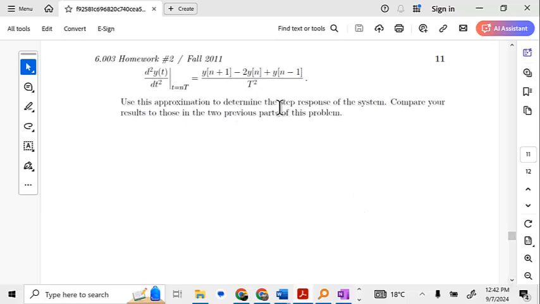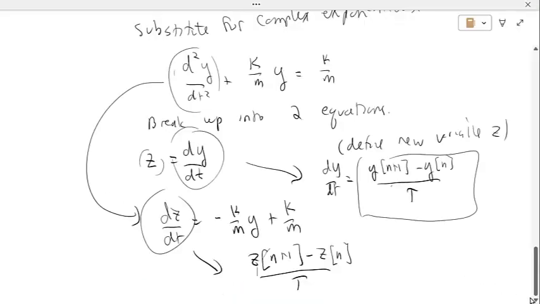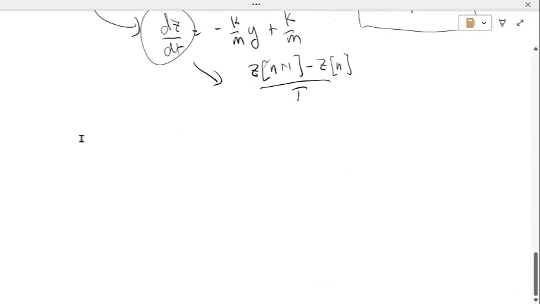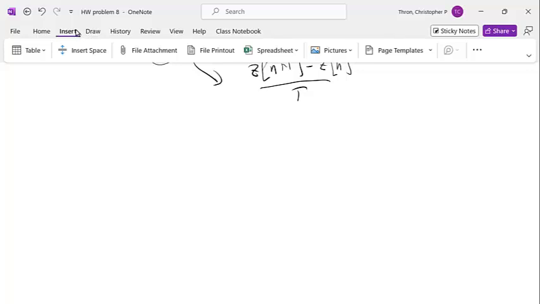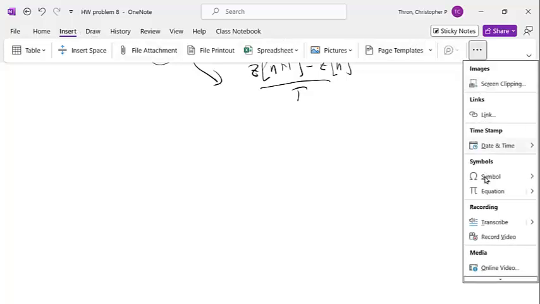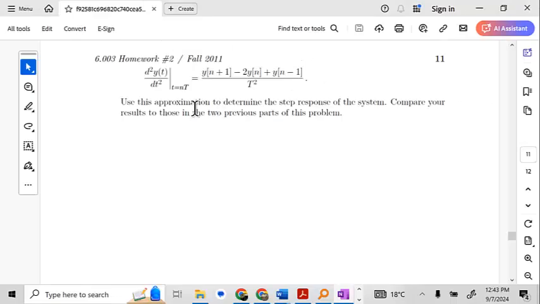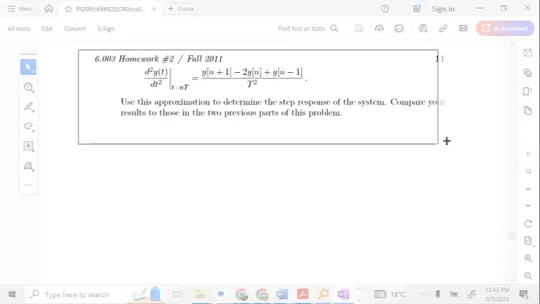It says use this approximation to determine the step response of the system. So in this case, when he says step response, he means the impulse response, because for this one here, if I'm understanding this correctly, it's possible I'm not understanding this correctly, but I think this is right. Let me copy it here. Okay, this is part E.